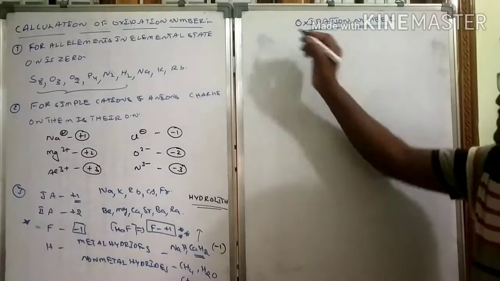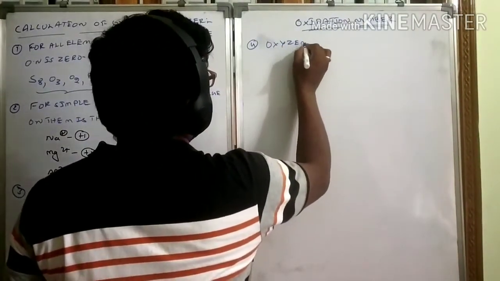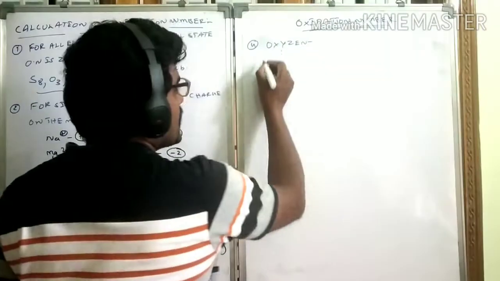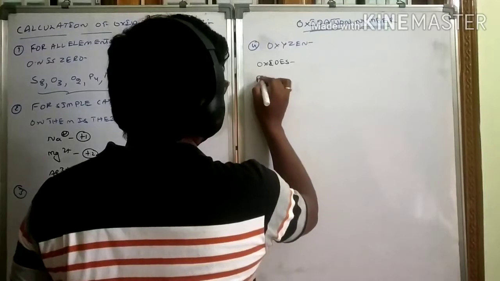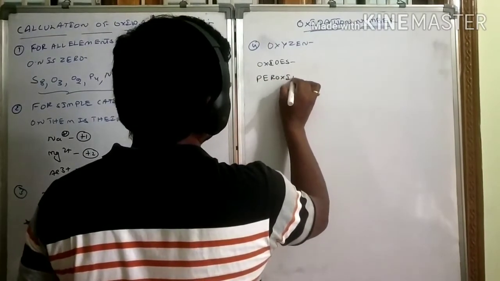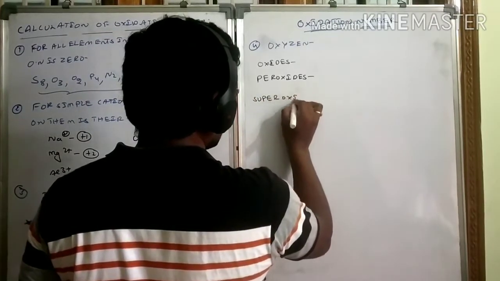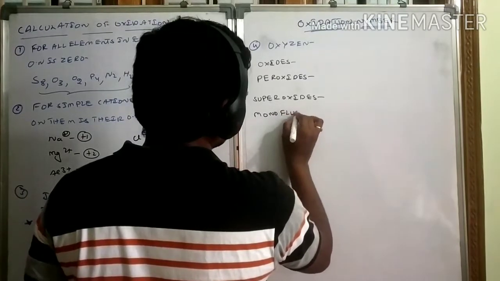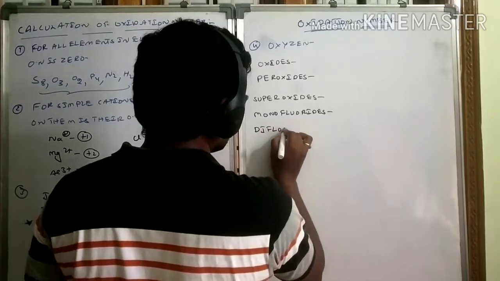Right. Next you see, for oxygen. Oxygen will have different compounds, so it will show different oxidation states. Let us see. Oxygen in oxides, peroxides, superoxides, monofluorides and difluorides.